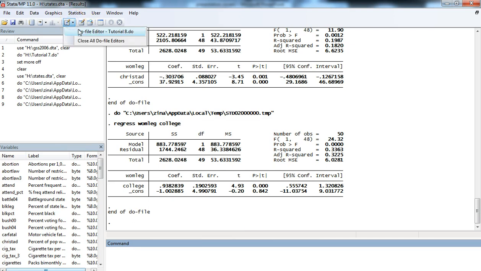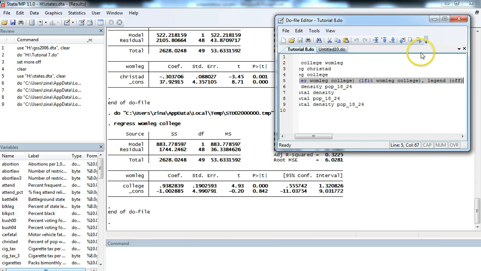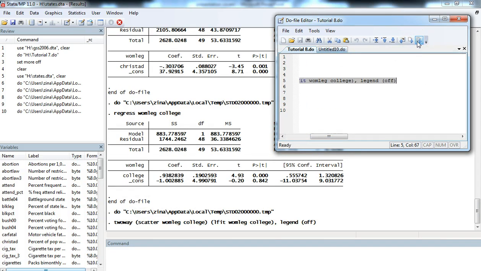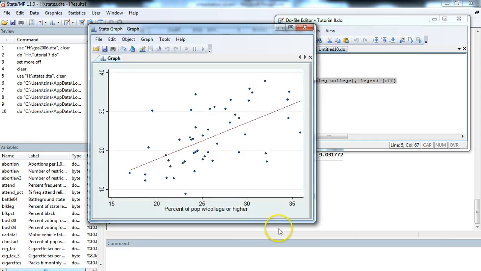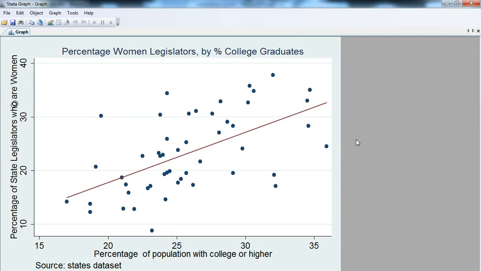Now, for graphing this relationship, we will use a scatter plot, and for that you can use the twoway command. We look at the following command: twoway scatter womleg college, lfit womleg college, legend off, which you can also obtain from the drop-down window. And this will produce for us the graph that we want. And we can do some editing using the graph editor. And we have a new enhanced graph showing the percentage of women legislators by college graduates.